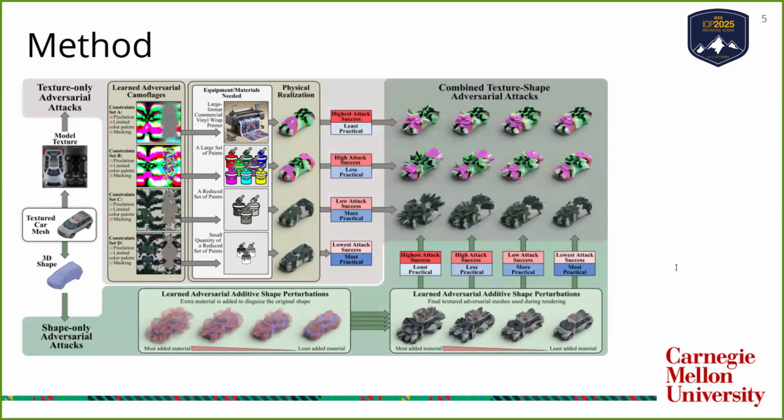Combined attacks jointly optimize shape and texture using two strategies. Sequential: optimize texture first, then freeze it and optimize shape. And parallel: alternate between texture and shape optimization in loops until convergence. On the slide, we show examples of the least and most practical shapes from combined attacks, illustrating the range of outcomes across constraints.